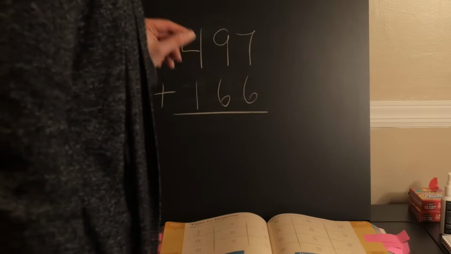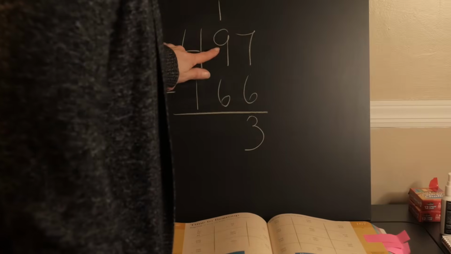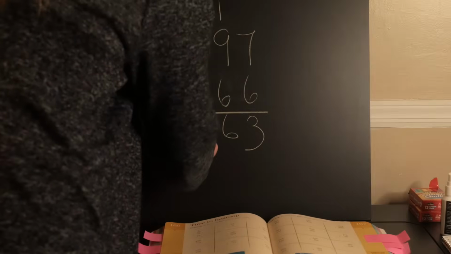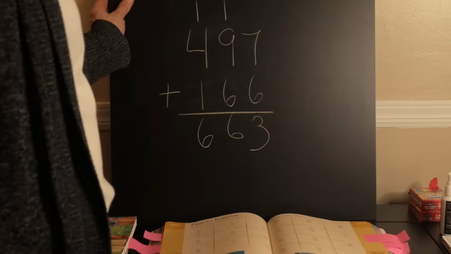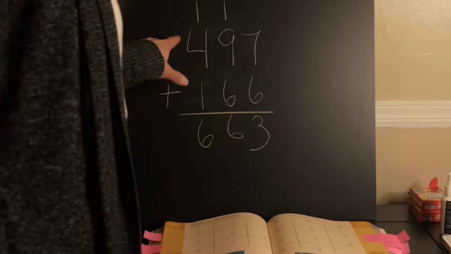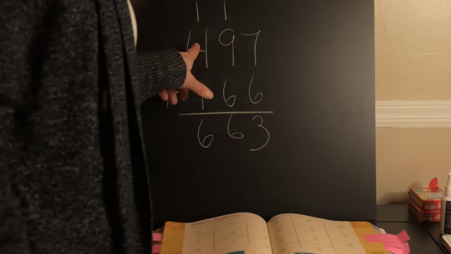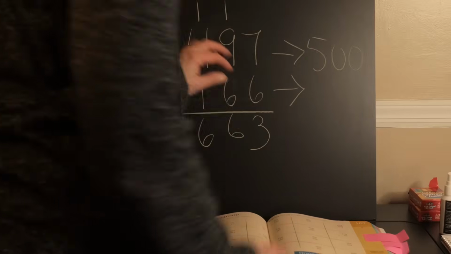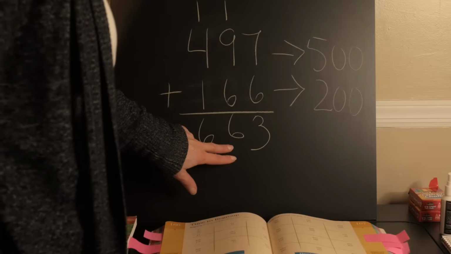So 7 plus 6. Alright, that's 13. And we carry the 1. 9 plus 6 is 15. Plus 1 is 16. We write the 6 and carry the 1. 4, 5, 6. Alright, so our answer is 663. And tell me if it makes sense when we use estimation to check our problem. That would be about 500 and 166. That would be about 200. Okay, so our answer should be close to 700. And it is. Alright, great.